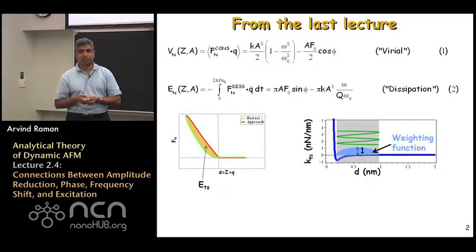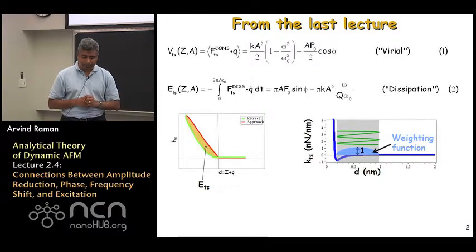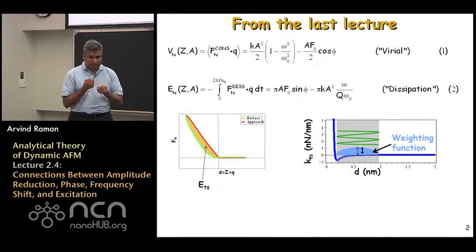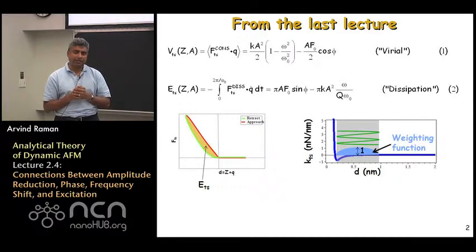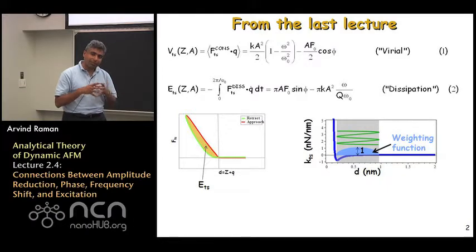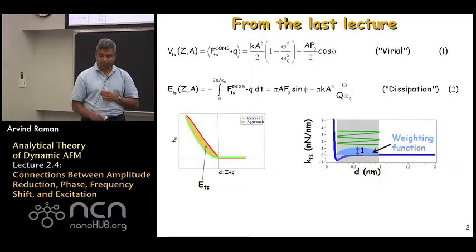And in the limit of very small oscillation amplitudes, VTS is nothing but 1/2 KTS times amplitude squared. So the virial really is an integrated measure of the conservative energy stored in tip sample interaction forces as the tip oscillates. And ETS is a measure of the total dissipated energy during one cycle of oscillation. And both, while they have this very nice physical significance, can be measured or quantified in terms of observables in dynamic AFM through equations 1 and 2.